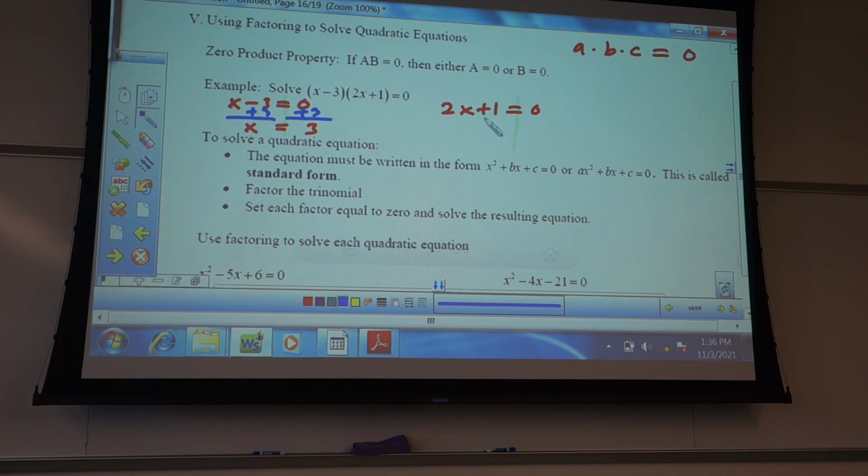This is a little bit harder. I need to subtract 1 from both sides. So then I'll get 2x equals negative 1. And then I'm going to divide by 2. So then I end up with x equals negative 1/2. Great. And if I put negative 1/2 in there, I'll get this part equals 0. So something times 0 equals 0. So here are my answers. X equals 3 or negative 1/2. That would be my solution.